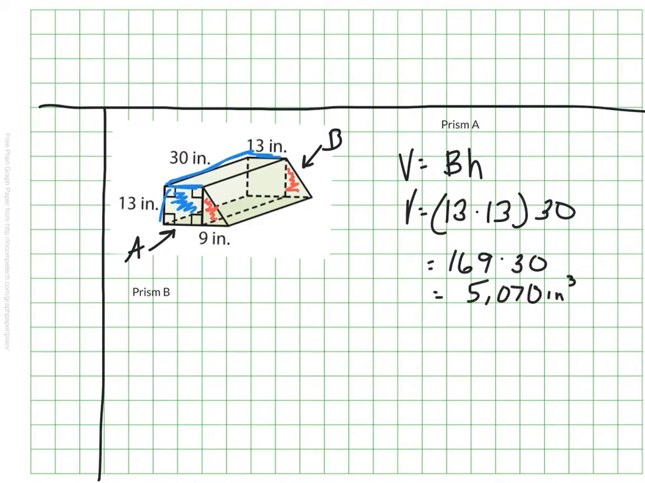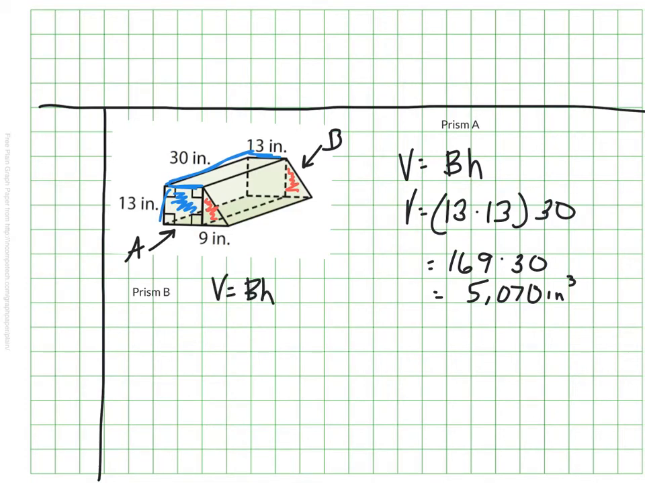And when I do all that, I find the volume of this first section, the rectangular space, is a whopping 5,070 inches cubed. And then I'll turn my attention now to my prism B, which is a triangular prism. And the volume is still the same.